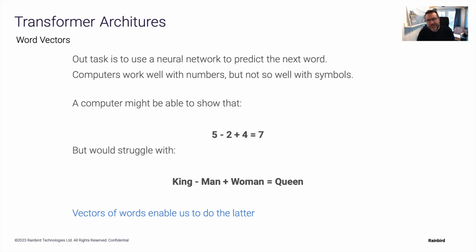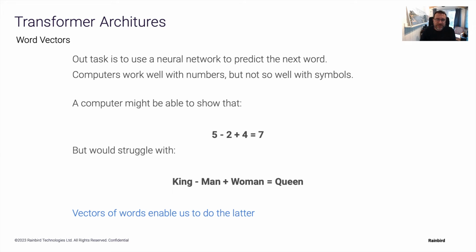But we have a challenge here, and that challenge is that computers, as we know, work very well with numbers. They're number crunching machines, but they're not so good with symbols. Computers don't really understand words or tokens or pieces of words so well. Certainly not if we want to go and do mathematics on them. So we might be able to use a computer to show very easily a mathematical statement, but would struggle with trying to calculate mathematics or understanding of words themselves.